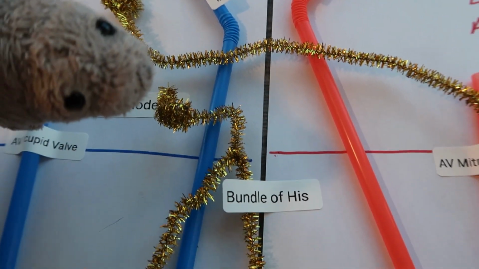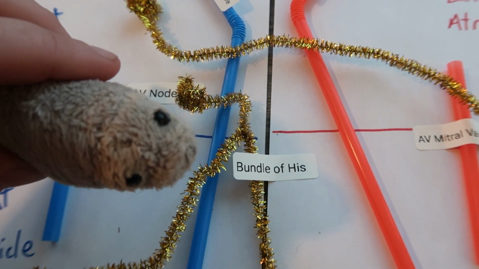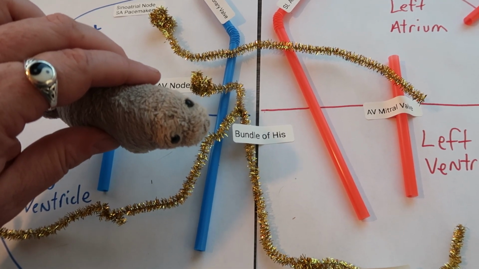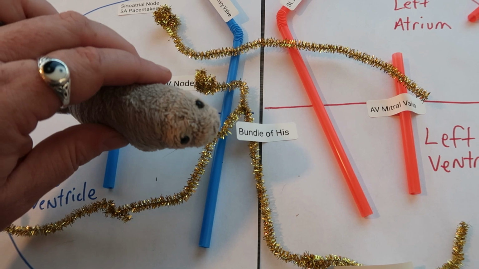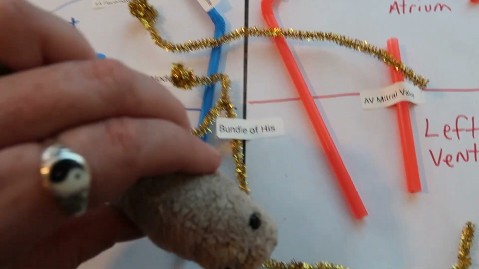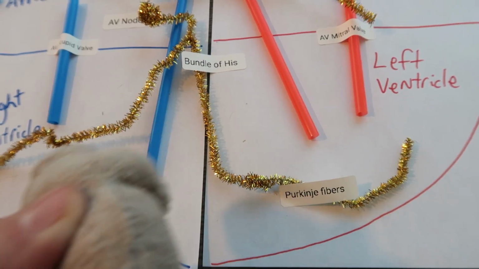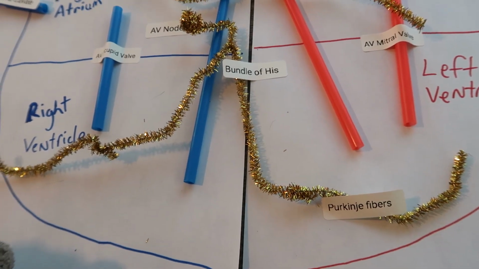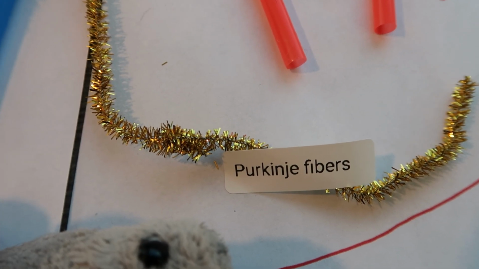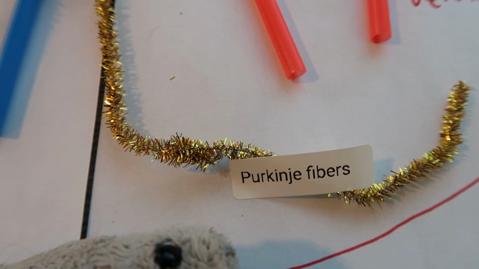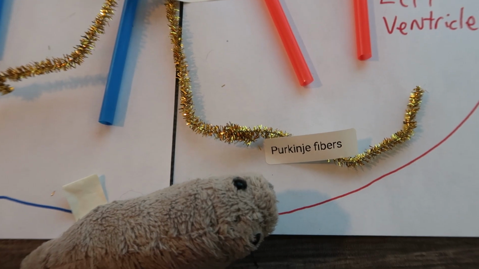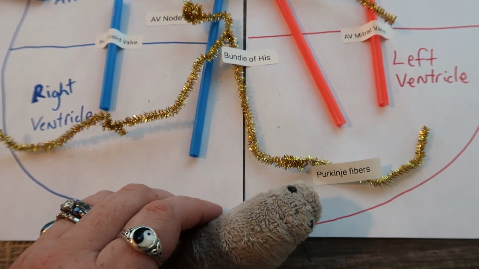Then the energy is sent down to the fork in the road, the bundle of His. The bundle of His is going to allow that energy inside the walls of the ventricle to continue. And then Manatee's got a choice. He can either go left, or he could go right, to the right ventricle. But the fibers are called Purkinje fibers, and these are just little fibers embedded in the walls of the ventricle that allow that energy to contract the myocardium of our ventricles. And once that happens, and guess what?